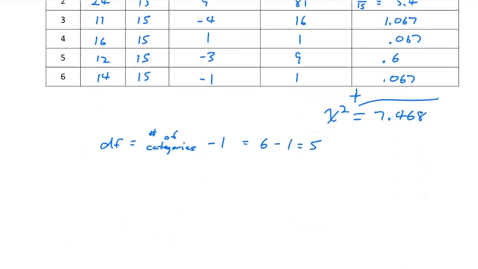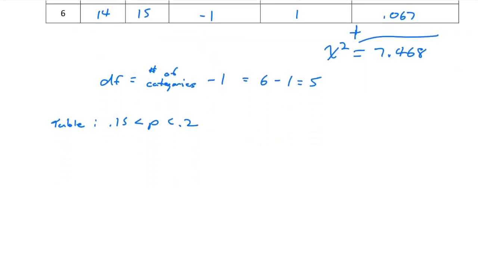So we've got P between 0.15 and 0.2. And again, that's from the table, which of course is, as I mentioned, greater than 0.05. And therefore we fail to reject the null. Okay.